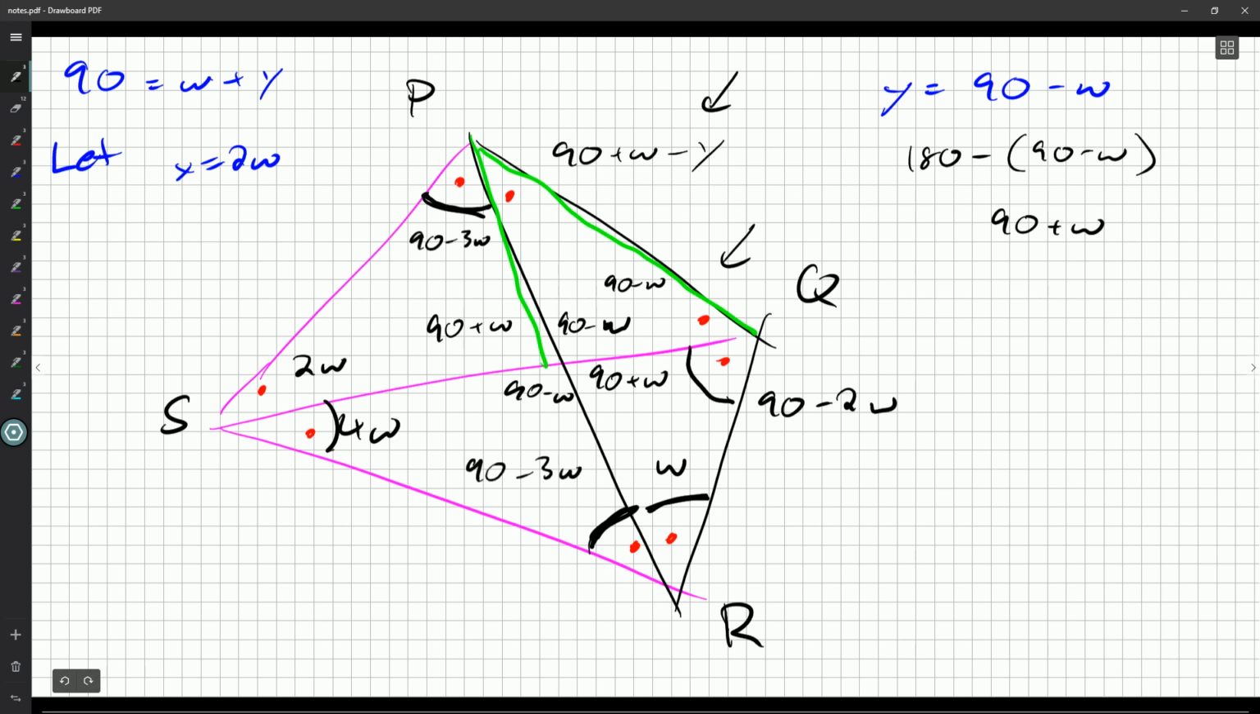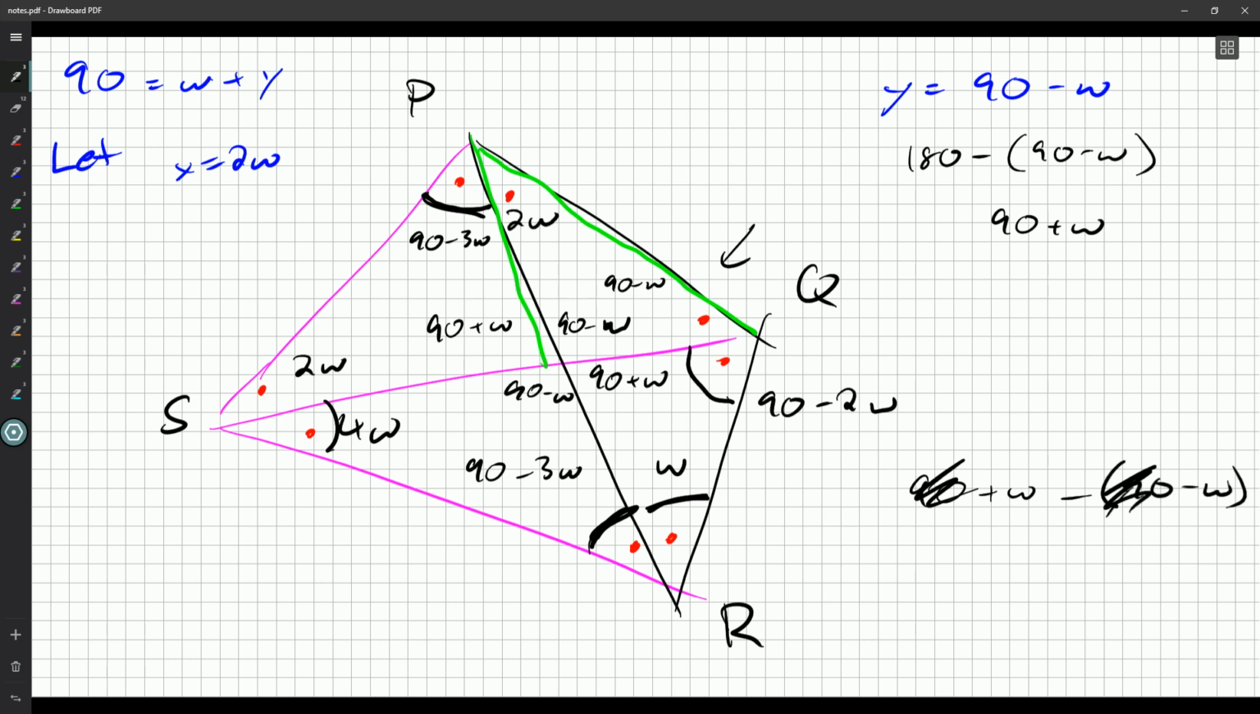Now, notice you can take out a factor of 3 here. Just like I guess you could take out a factor of 2 over here. Unless, of course, w is 44 or 29. So, things to think about. And then this one up here at the top. So 90 plus w minus y, except y is 90 minus w. So the 90s cancel out. Minus, minus. So this is going to be 2w up here. Okay. Oh, look at that.